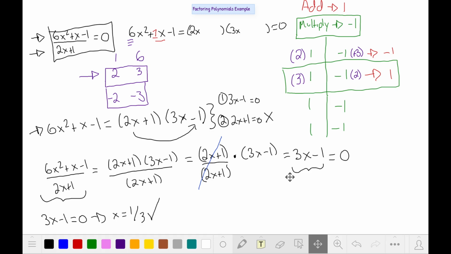Now, if you're writing a test, you're running out of time, it takes a while to factorize something that looks like 6x squared plus 1x minus 1. And you might be asking, is there an easier way? And there actually is. So in the next example, we'll do the exact same equation, and we'll see how there's a much faster way to solve in case you're in an exam, or you're rushed for time, or you're just really having a brain fart. There's a way around it.